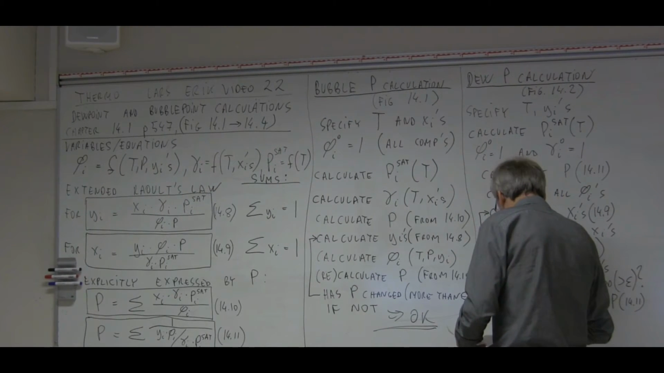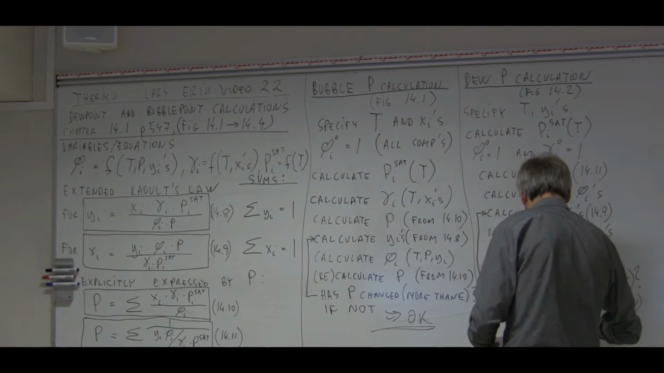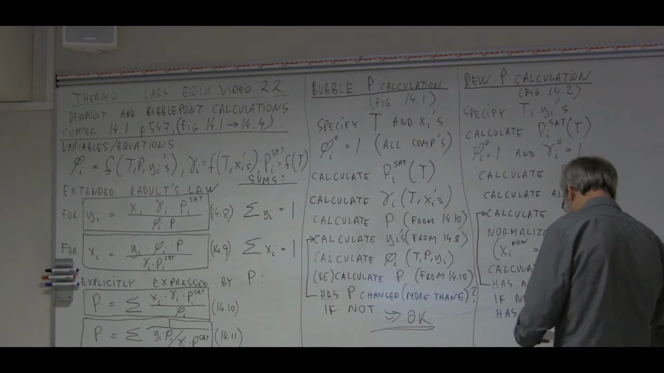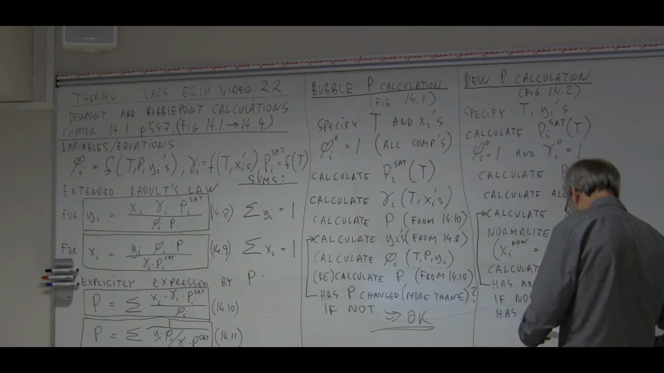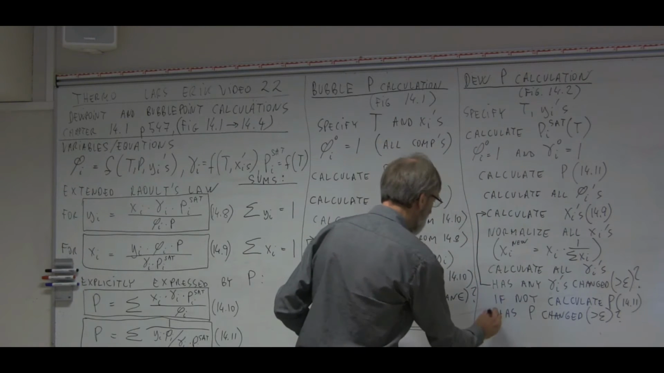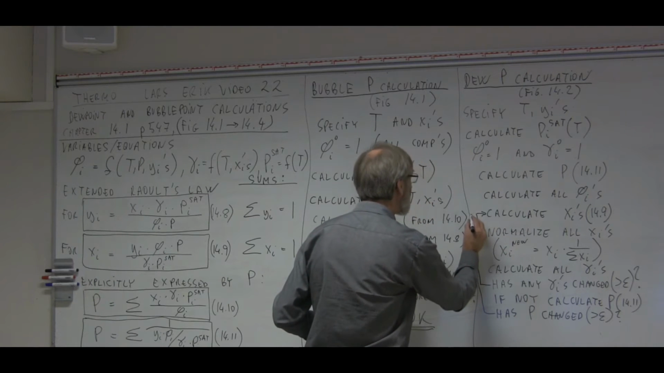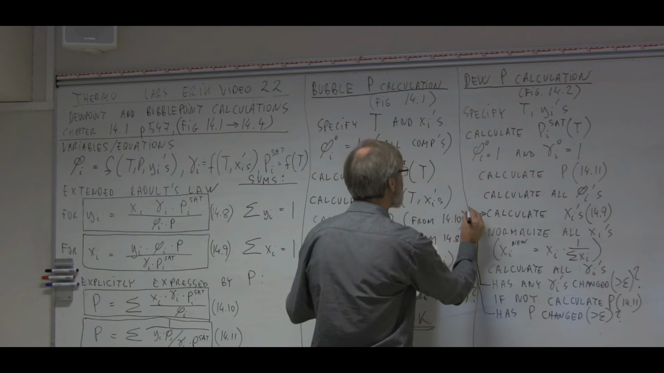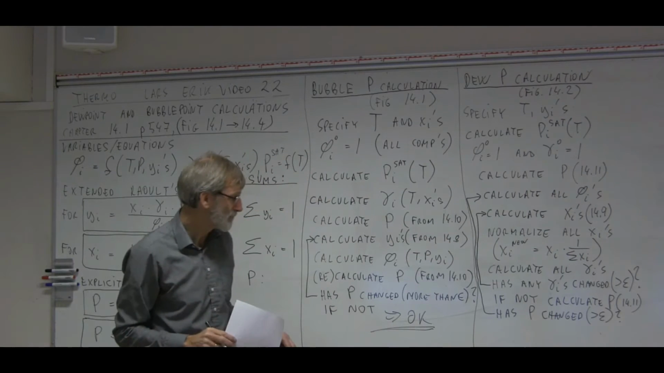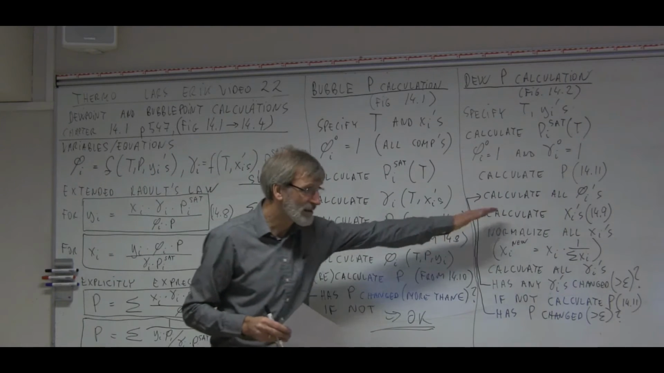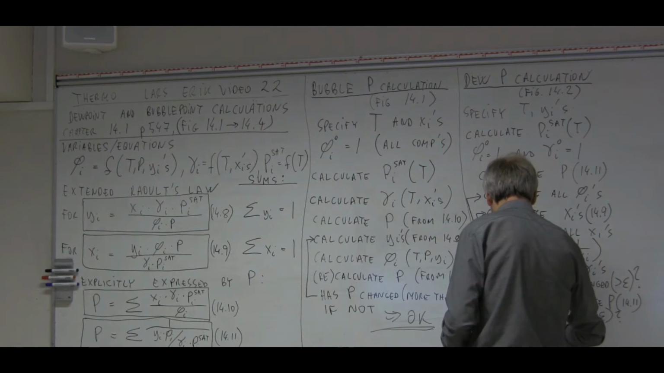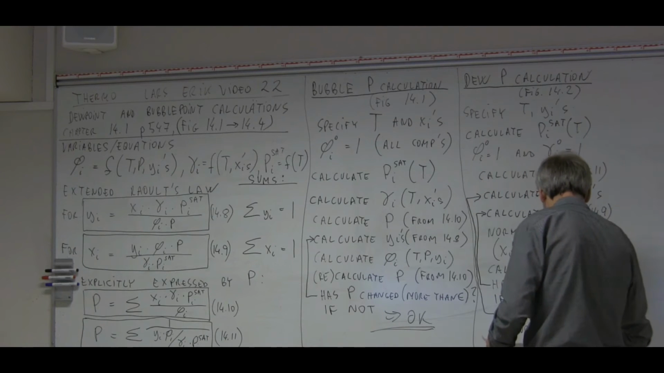And then we also have to check whether this pressure has changed by more than some tolerance. And if it has, then we have to calculate all the fugacities again. So we have one inner loop here and one outer loop. But if not, then this should be okay.